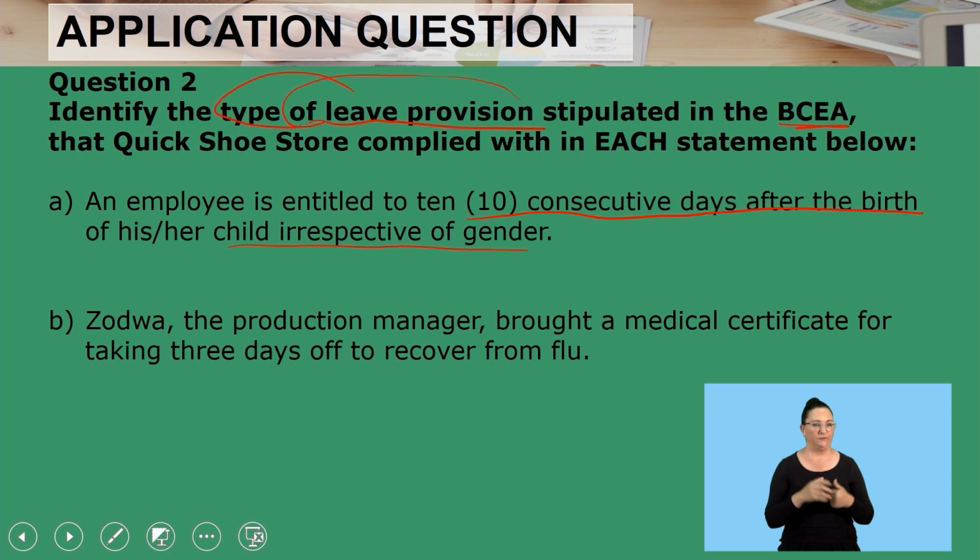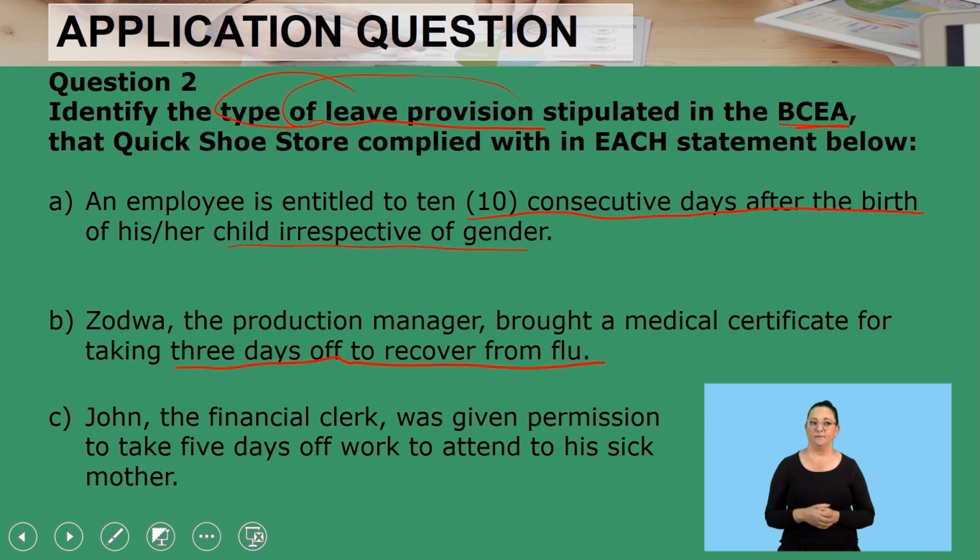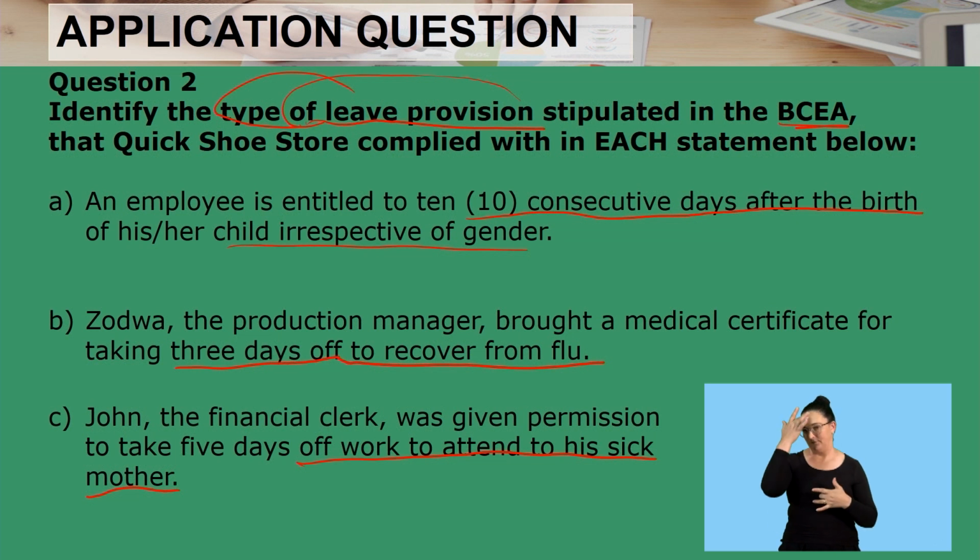It says here, Zodwa, the production manager, brought a medical certificate for taking 3 days off to recover from flu. So meaning he was entitled to this leave. He came back with the documentation to say, this is why I was absent. The last one says, John, the financial clerk, was given permission to take 5 days off work to attend to his sick mother. So this was his mother, very close.